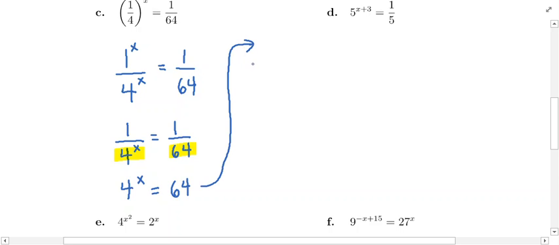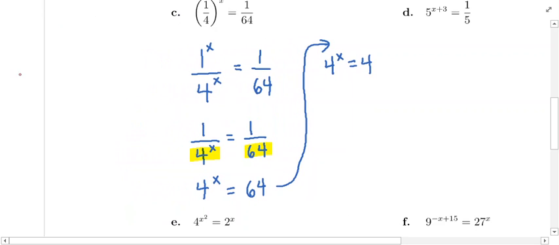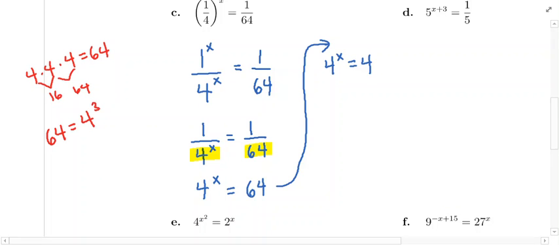On the left side, I have a base of 4, so I'm going to keep it. Remember, it's easier to change the bigger number into the smaller number. So I need to rewrite 64 as a power of 4. Let's think about it. 4 times 4 is 16, times 4 is 64. So 64 is the same thing as 4 to the third power.